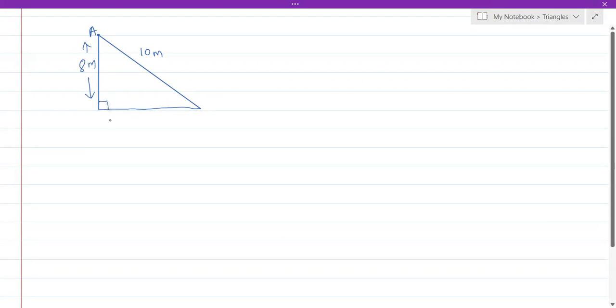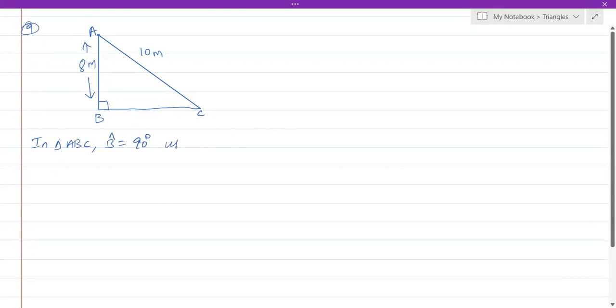We know that wall will be perpendicular to the ground. So let me take this point as B. Let me take this as C. What we have to do is we have to find the value of BC here. That's it. This is question number 9. So it's a right angle triangle. So very clearly we're going to use Pythagoras theorem. In triangle ABC, angle B is 90 degree.